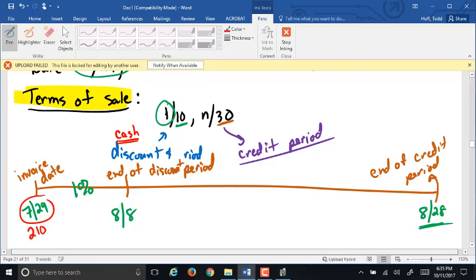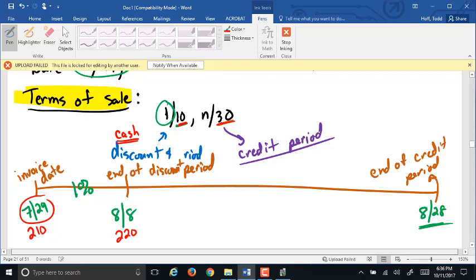$210. Everybody see where I found the 210? Yeah. Okay. Now, 10 days after that is the end of the discount period. What's 210 plus 10? 220. So now find 220 in that table, and you'll see 220 is August 8th.